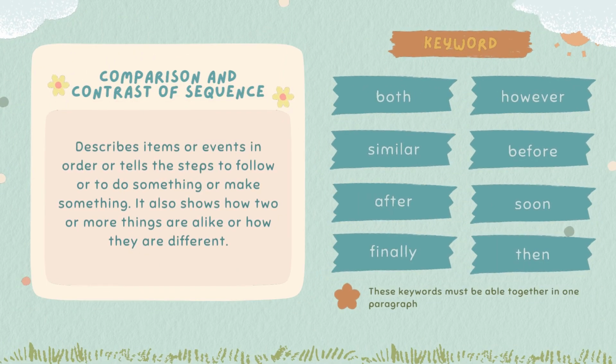Next is comparison and contrast of sequence. It describes items or events in order or tells the steps to follow to do or make something. It also shows how two or more things are alike or how they are different. The keywords commonly found in comparison and contrast of sequence paragraphs are both, however, similar, before, after, soon, finally, and then. So, it should be noted that these keywords must be able to be together in one paragraph.